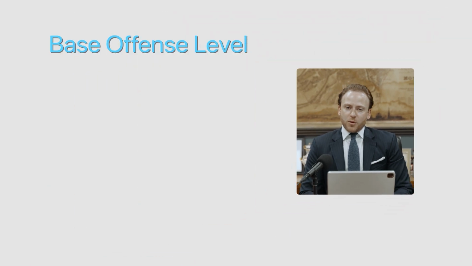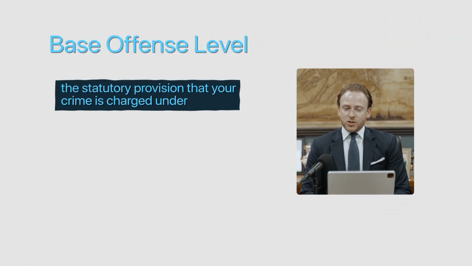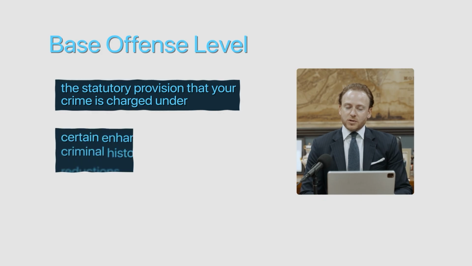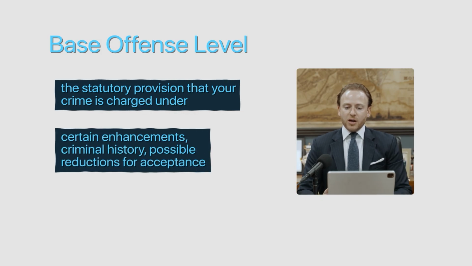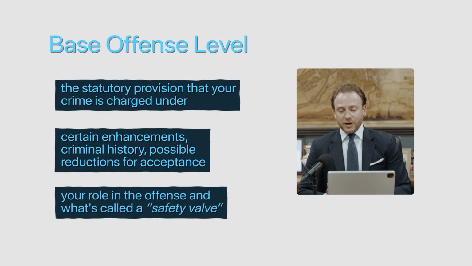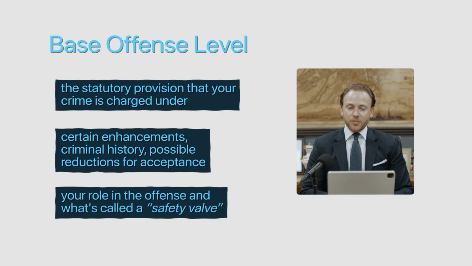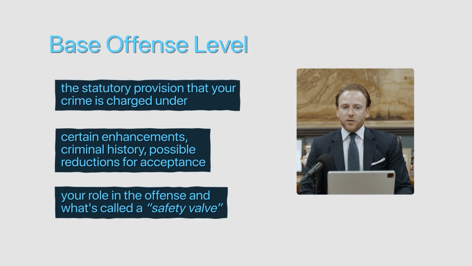So in order to determine the base offense level, we look at the statutory provision that your crime is charged under. We then look at certain enhancements, criminal history, possible reductions for acceptance, your role in the offense, and what's called a safety valve. These are all things that we need to communicate about early on, so that you feel comfortable in understanding that there is a worst case scenario and then there is a possibility of a best case scenario, which is obviously something that you're seeking.